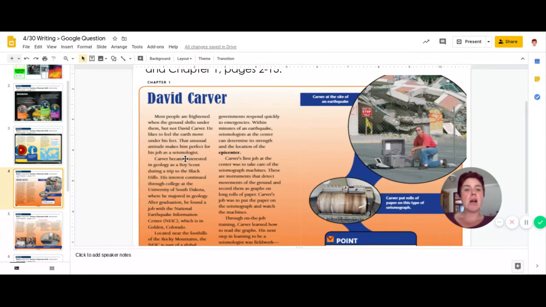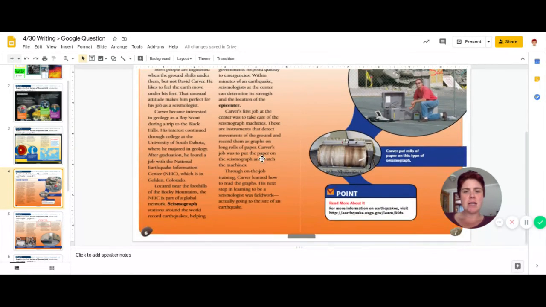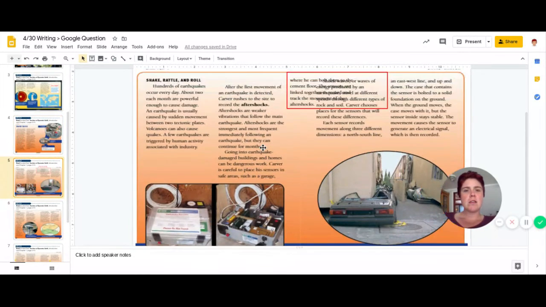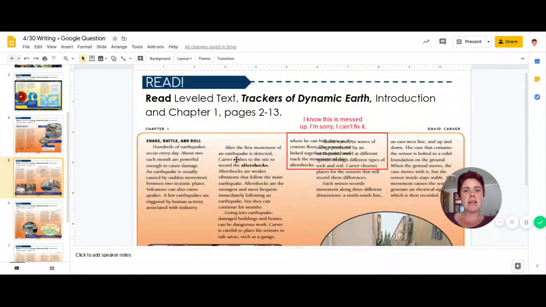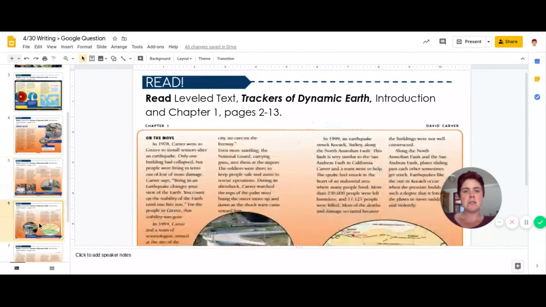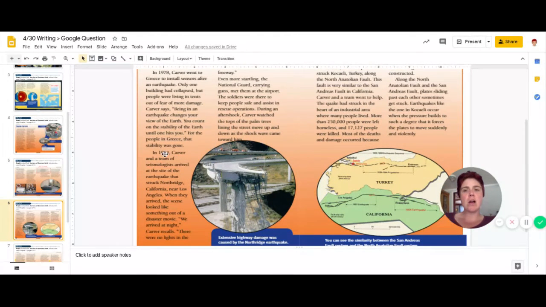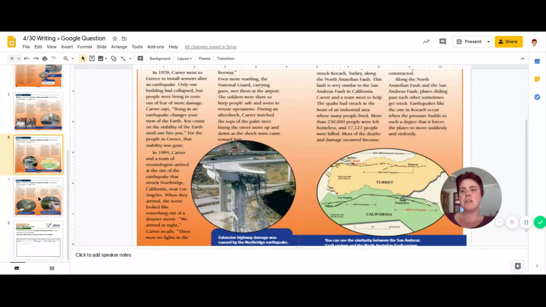All right. Oh, now we're talking about David Carver. So I'm just going to kind of skim through. I'm going to look. He's using seismographs. He's talking about his first job. Looking up here again, more about the seismographs and the aftershocks. On the move, talking about how Carver and a team of seismologists arrived at the site of the earthquake in Northridge. Still looking for that information.